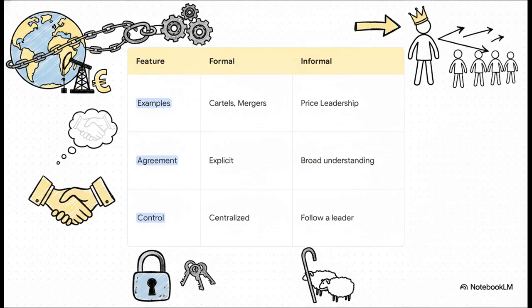Then, on the flip side, you have informal collusion. This is a broad understanding, no formal document anywhere. A classic example is price leadership, where one firm, maybe the biggest or just a recognized leader, sets a price and everyone else just quietly follows along. No price war, no competition, just a quiet, very profitable agreement.